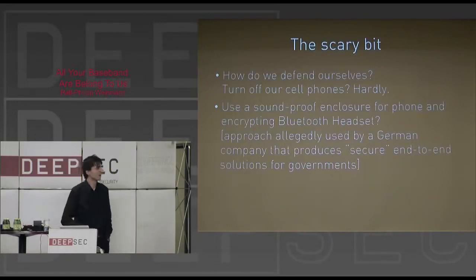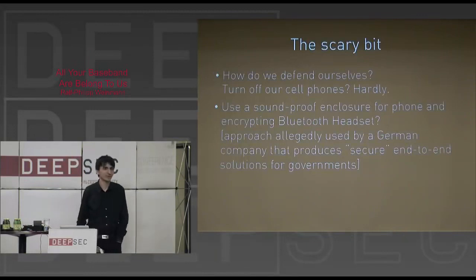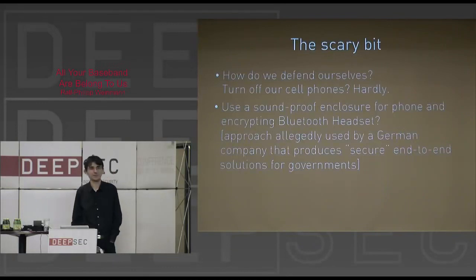There's this funny story about some German company that apparently produces secure end-to-end solutions for governments. And they have this soundproof enclosure now for the phones because they only trust the headsets. This tells you something about the potential problems that they have in the firmware of the phone that they're using.